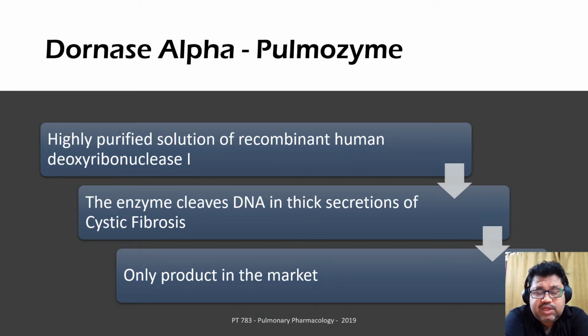The third mucolytic that is available in the US pharmacopoeia is Dornase alpha. Dornase alpha is sold under the trade name of Pulmozyme. It is a highly purified solution of recombinant human deoxyribonuclease 1. The enzyme cleaves the DNA in thick secretions, specifically in cystic fibrosis. It is the only product in the market for this particular application in cystic fibrosis. So Dornase alpha is prescribed to cystic fibrosis patients only.